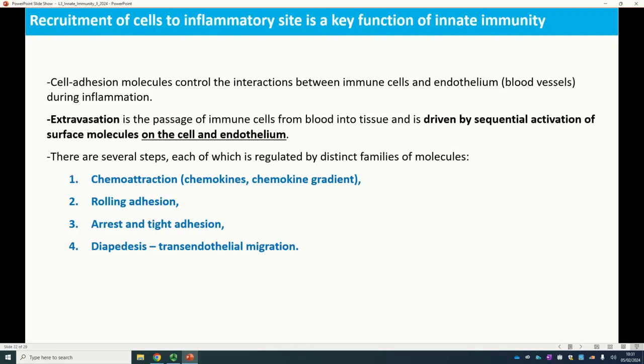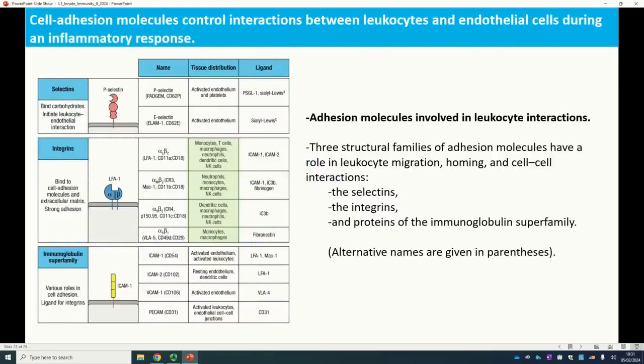If we look at that in a little more detail, but first of all, having a look at these different cell adhesion molecules that are present on both the leukocyte and the endothelial cells. It's important to remember the three classes: selectins, integrins, and the immunoglobulin superfamily, or IG superfamily. Now, I don't want you to look at this table and panic, because I realize there's an awful lot going on here. Don't worry, you don't need to know all of this.